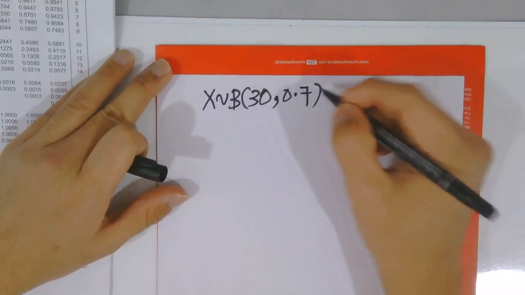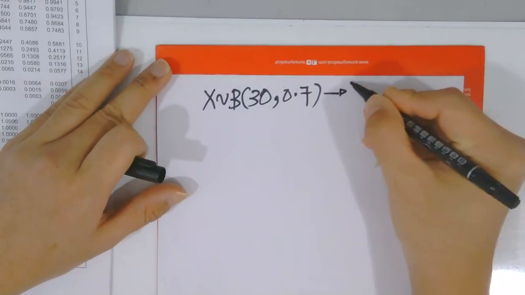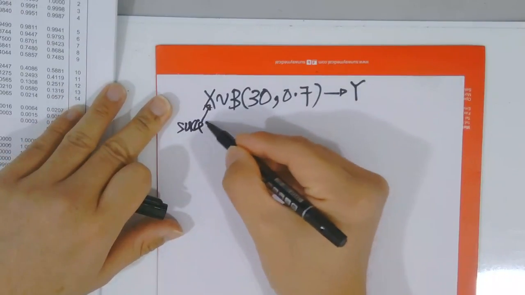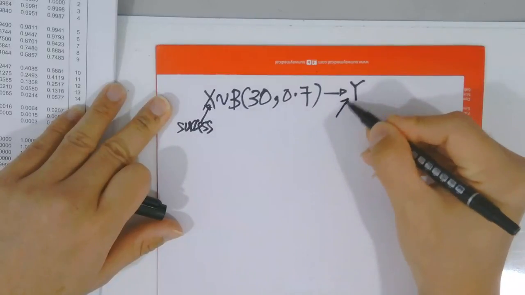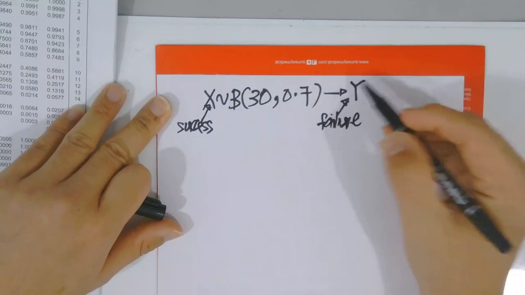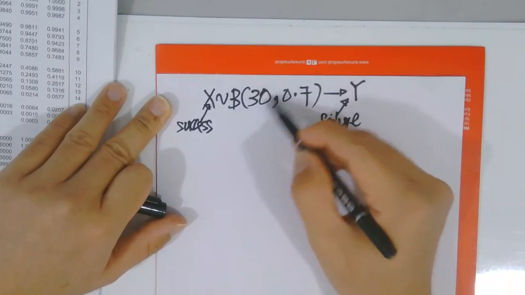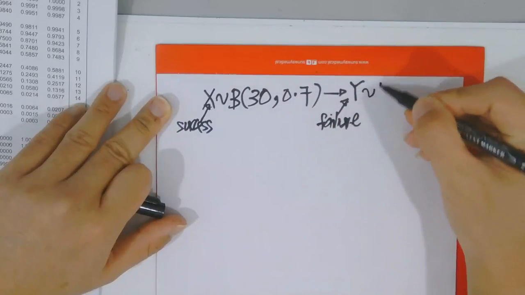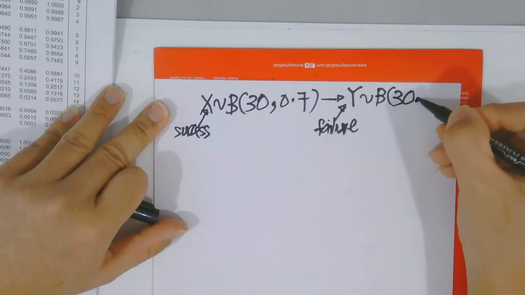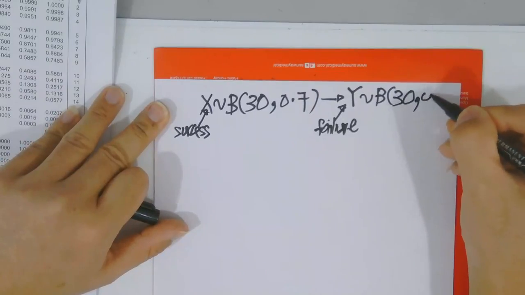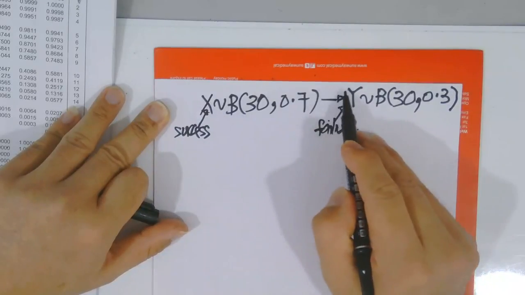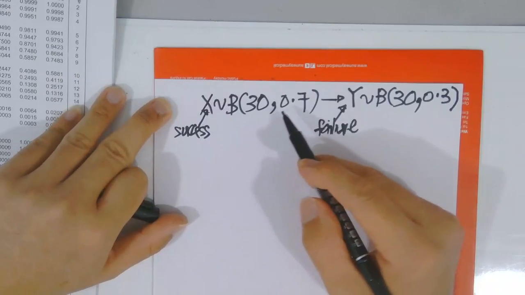You can transform the distribution into another distribution. X is the number of successes, so we can transform it into failures, success and failure, right? So there are 30 samples, and we can also write it as a binomial with 30 samples but with a probability of 0.3. Event X and event Y are complements of each other.